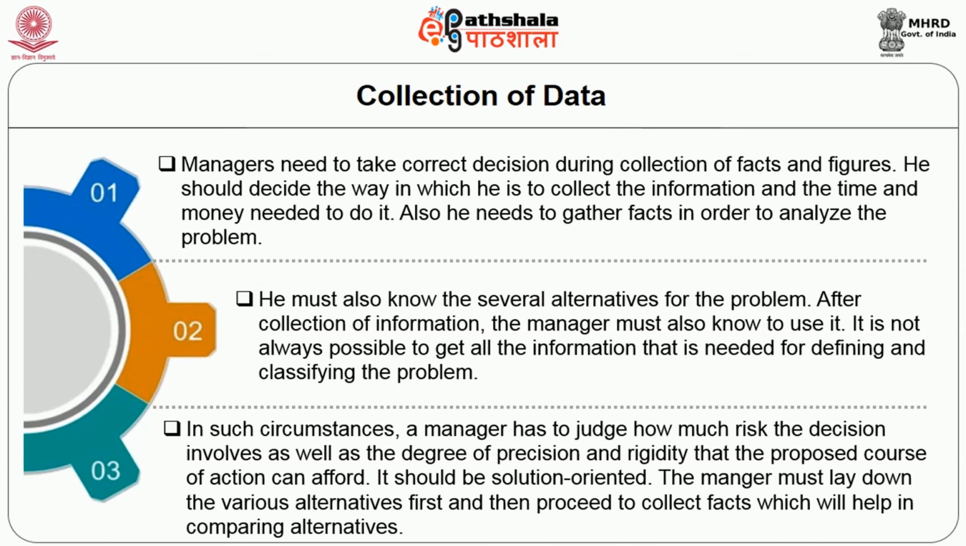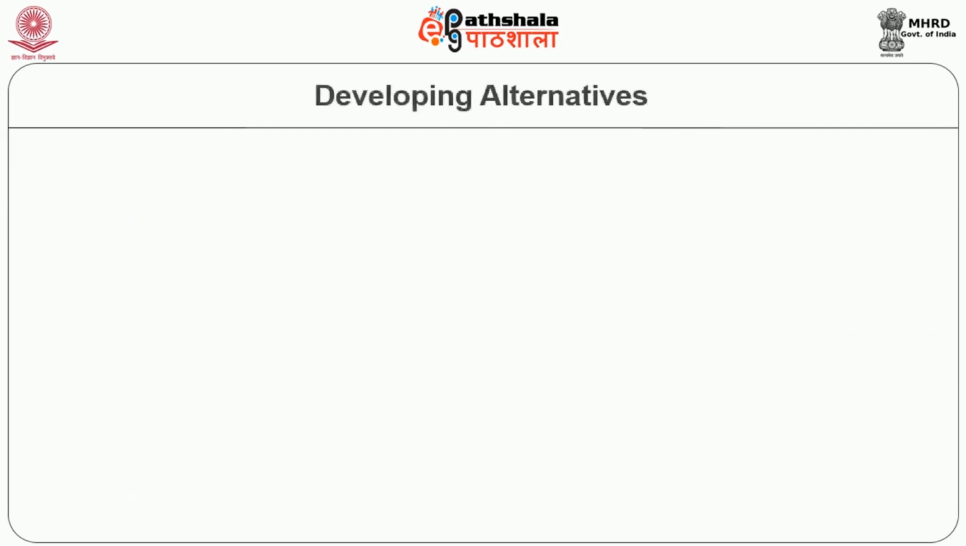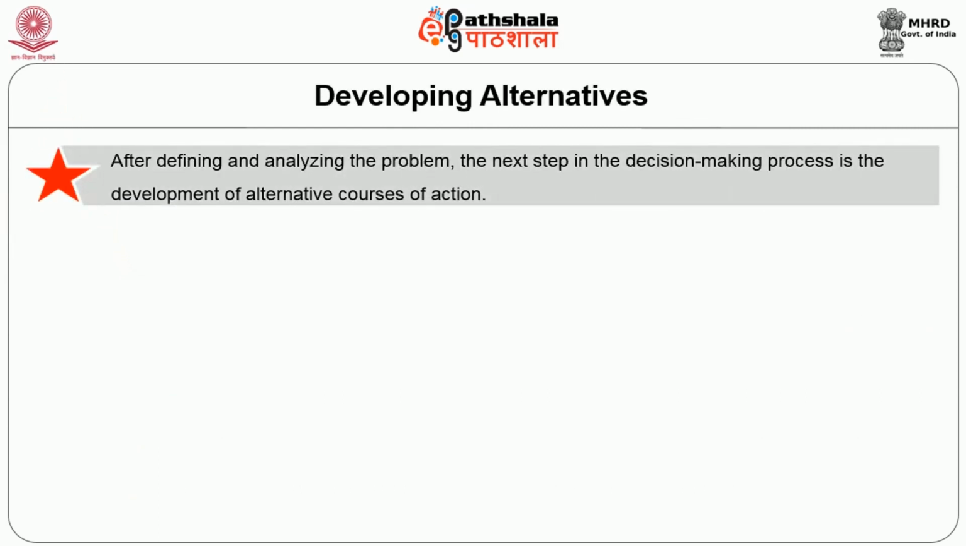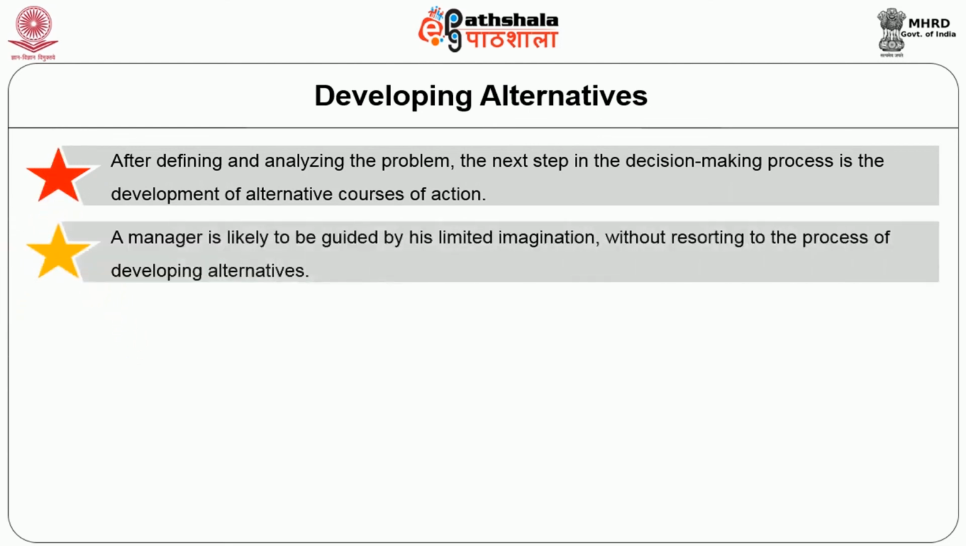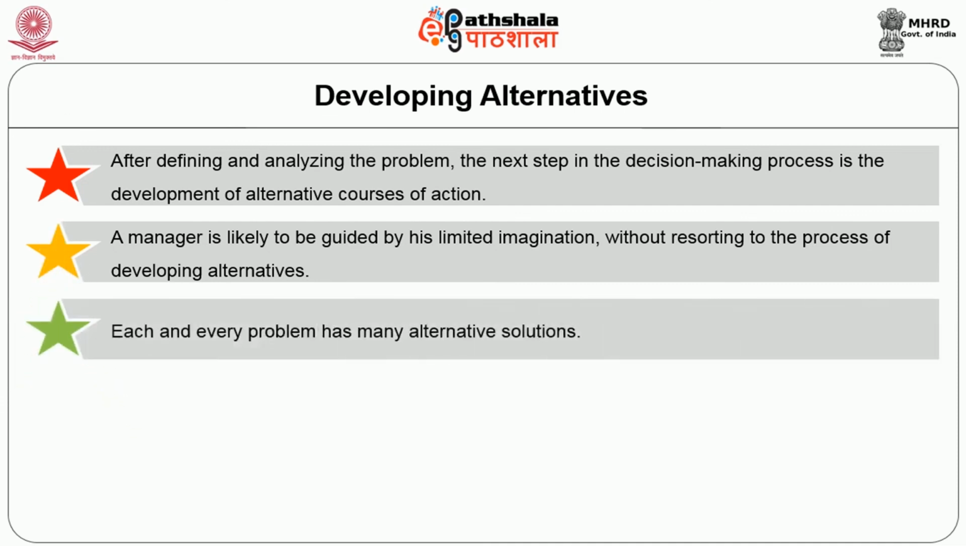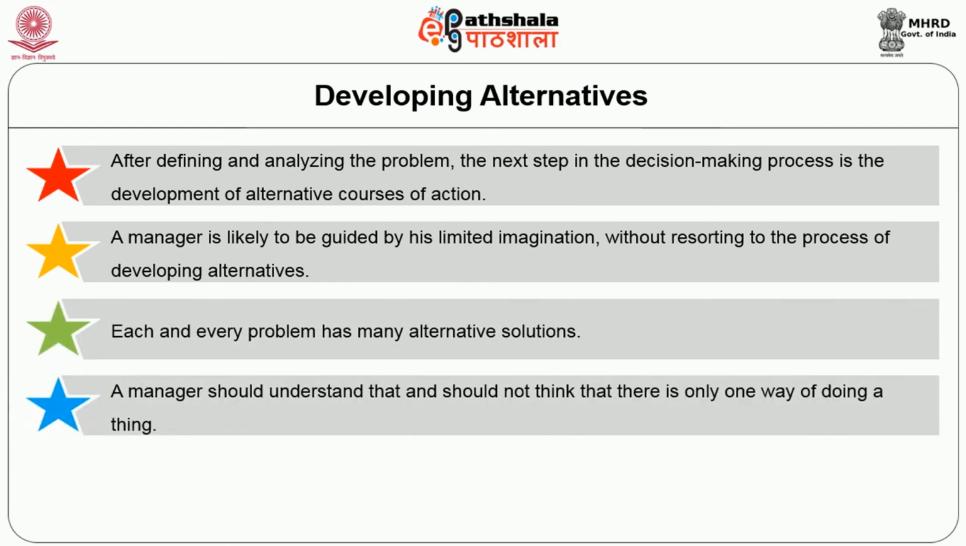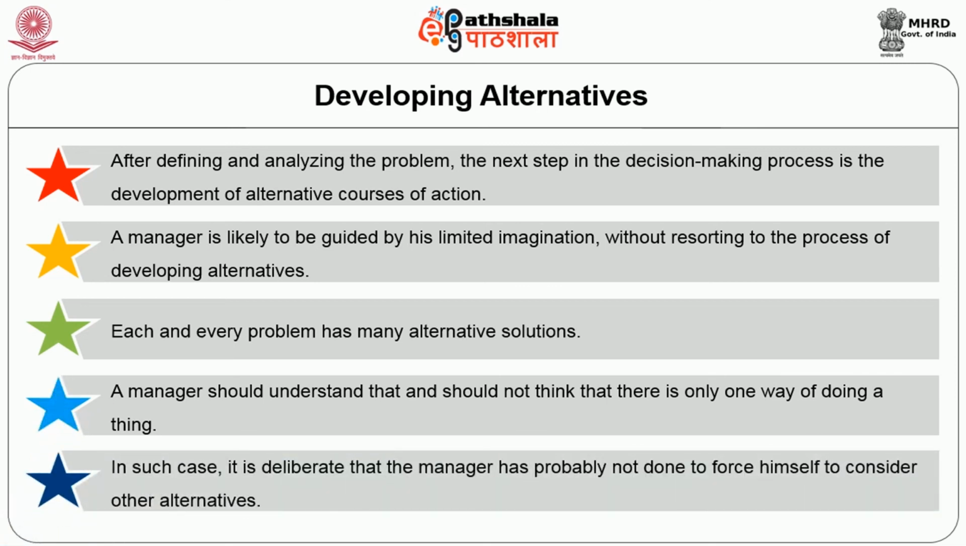After defining and analyzing the problem, the fifth step is development of alternative courses of action. A manager is likely to be guided by his limited imagination without resorting to the process of developing alternatives. Each and every problem has many alternative solutions. A manager should understand that and should not think that there is only one way of doing a thing. Unless he forces himself to consider other alternatives, he cannot reach the decision which is the best possible.